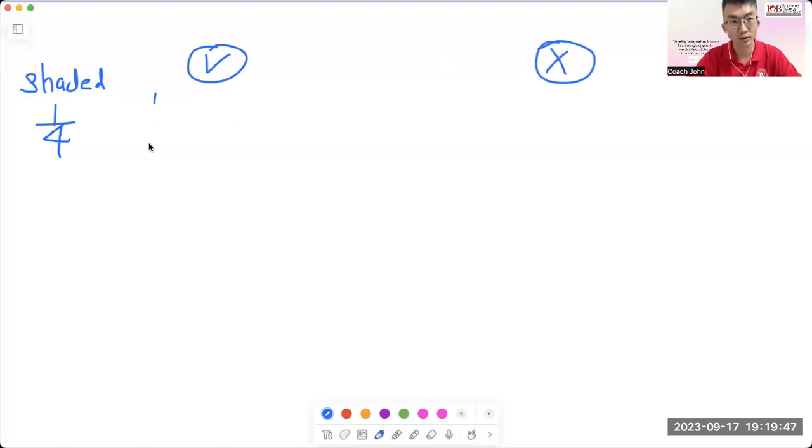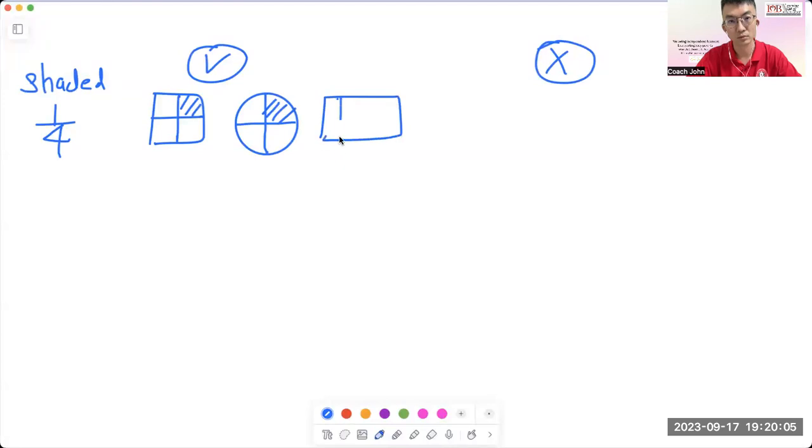Okay, so we have a tick and we have a cross. What's correct will be something like that. Let's say it's a square or a circle, or a rectangle with 4 equal parts. Okay, not drawn to scale.